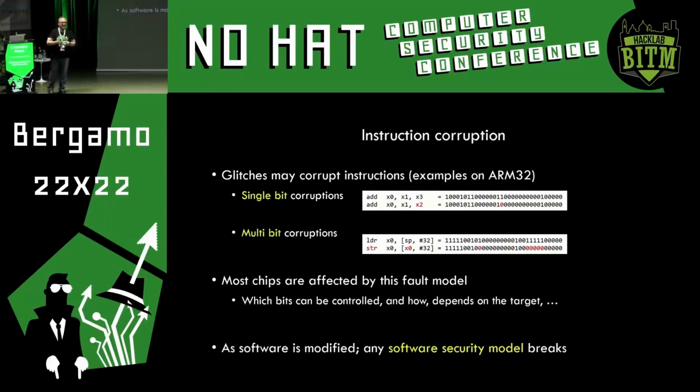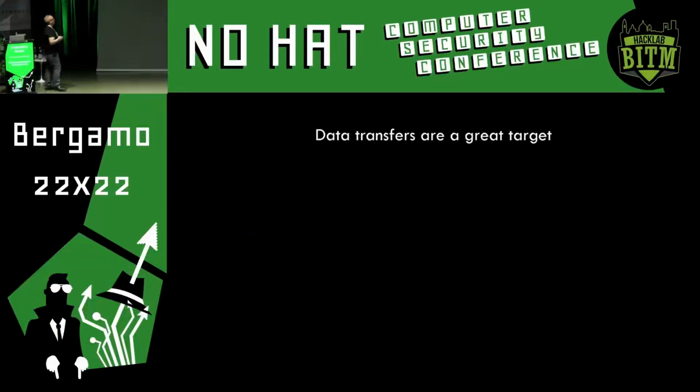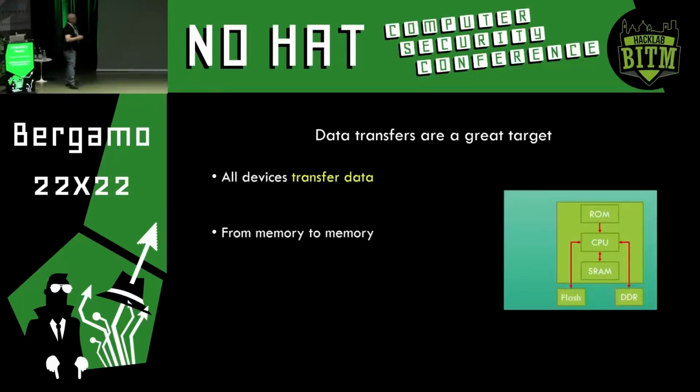This seems abstract. Let's have a look at the actual practice of this. Now, think about data transfer. We actually transfer data in every device, every moment. One of the most successful functions in the history of software is memcpy. We copy data between buffers. All devices transfer data from memory to memory, from buffer to buffer in general.